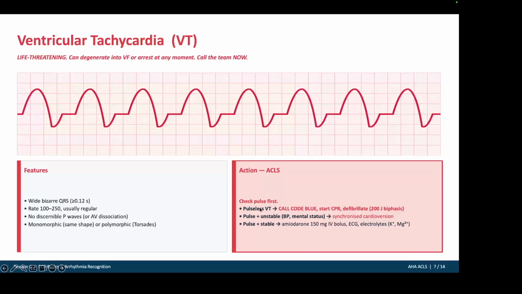Check the pulse first. If it is pulseless VT, then call code blue immediately, start CPR, and defibrillate with 200 joules biphasic. If the pulse and BP are unstable, then synchronized cardioversion. If the pulse and BP are stable, then give amiodarone 150 mg IV bolus, record an ECG, and send electrolytes, potassium and magnesium, etc.